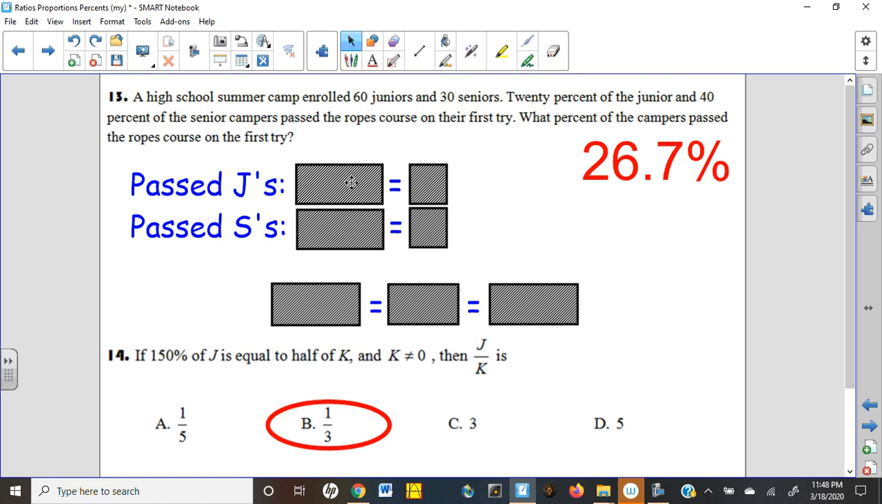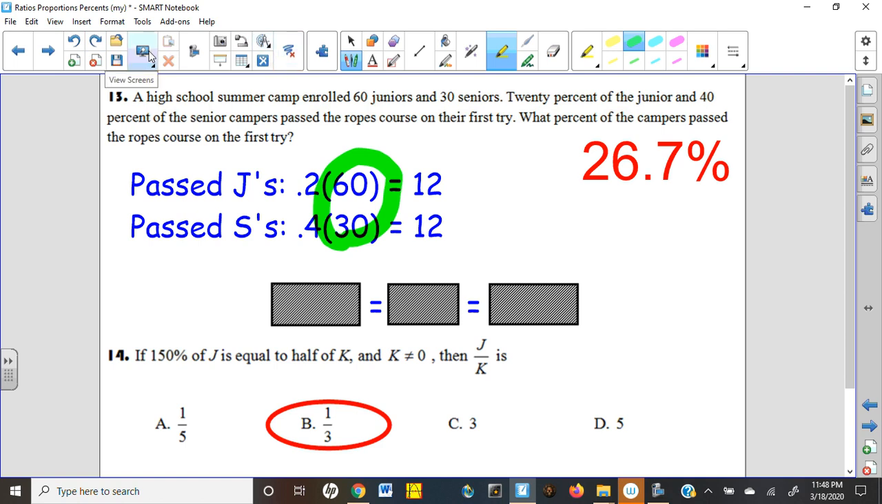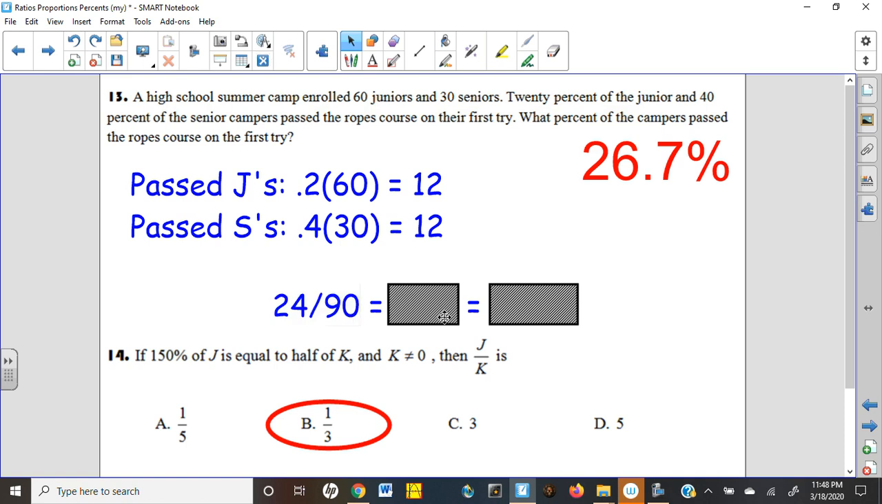First, let's look at the juniors. 20% of 60 of them passed, so that's 12 campers. Now, as far as seniors go, 40% of them passed, but there's only 30 of them, which coincidentally is also 12. So out of all of the campers, 12 plus 12, only 24 passed. But how many total campers were there? I guess there were 90, 60 plus 30. And so if we run that calculation, we will get 26.7%.